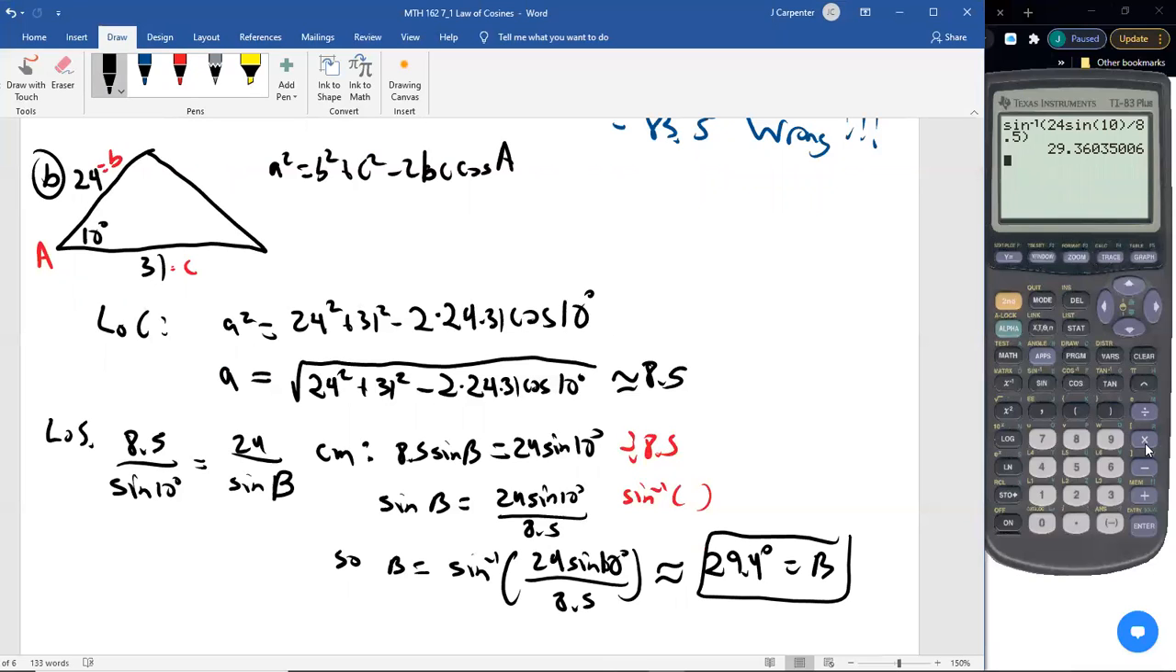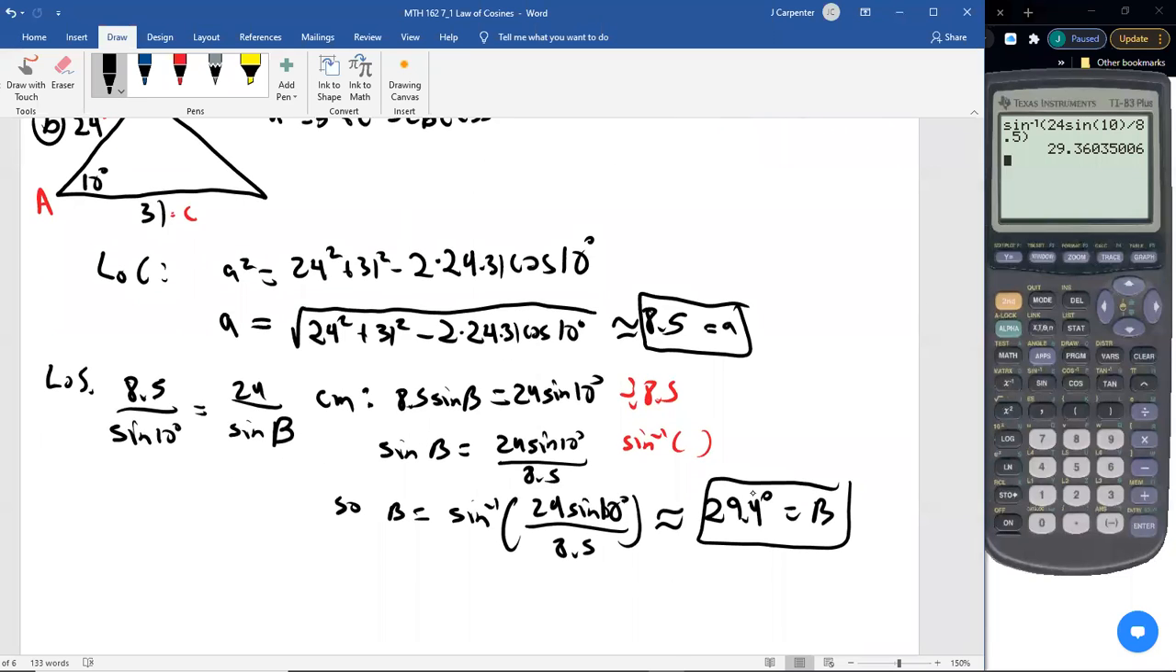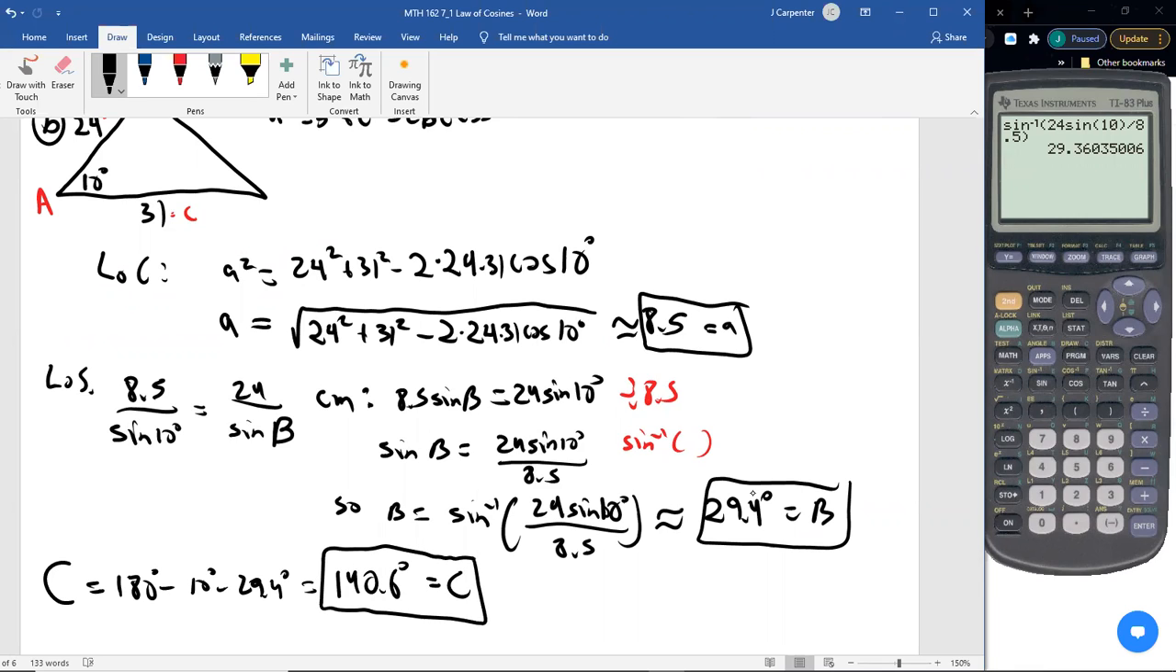We already had side A. So knowing two angles, the 10 degrees and the 29.4 degrees, we can find our third angle, which we're calling angle C, capital C. So 180 minus the others, which ends up being, so that's 170, 140, then kick back the extra 6, so 140.6. That's our third angle, which is bigger than 90, which means the law of sines would have failed. I'm not going to show that failure this time. Feel free to show it on your own, like I did at the end of A.